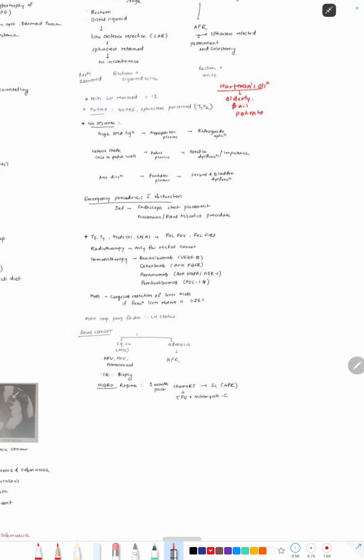Anal cancer: the most common type of anal cancer is squamous cell carcinoma. Adenocarcinoma is rare, and for that abdominoperineal resection is done. Squamous cell carcinoma is associated with human papillomavirus, HIV, and homosexuality; the investigation of choice is biopsy. The regimen that is followed is called the Nigro regimen. Chemotherapy is given first, and then one goes for abdominoperineal resection if needed. The chemotherapy involves 5-fluorouracil and mitomycin C.